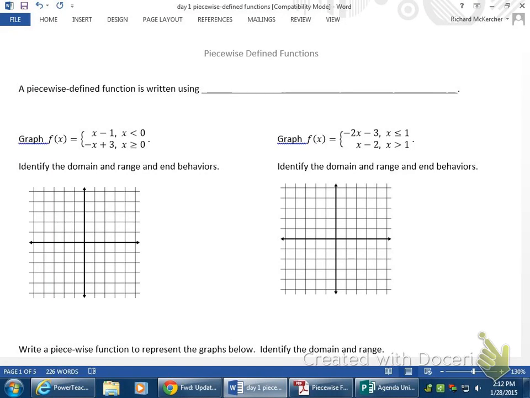Okay, welcome Math 2. Here we are looking at today's work. It's going to be about piecewise functions. We're going to define a piecewise function. Here's a real loose definition of it. We're just talking about a function that's chopped up into several different pieces. So it's not one single function that we're going to look at. It's actually several pieces at a time.